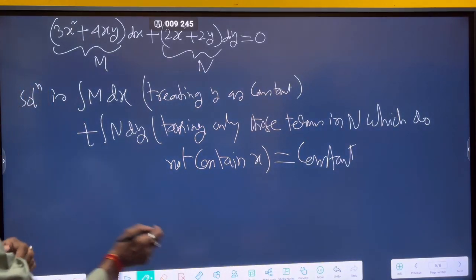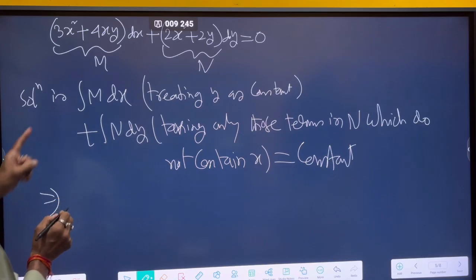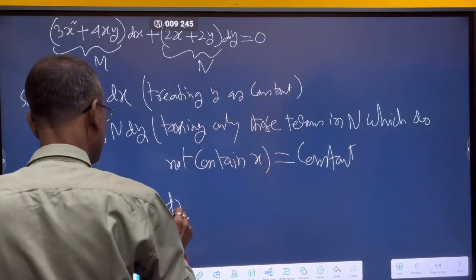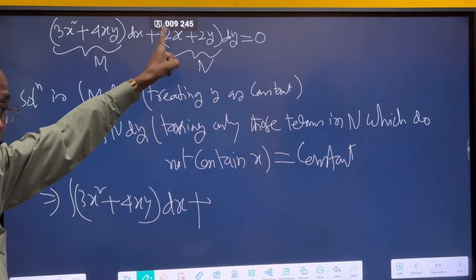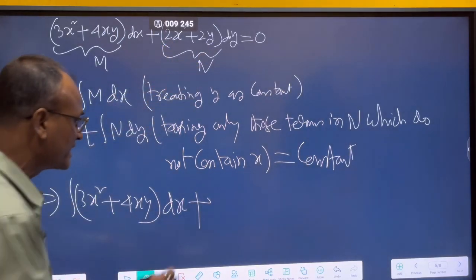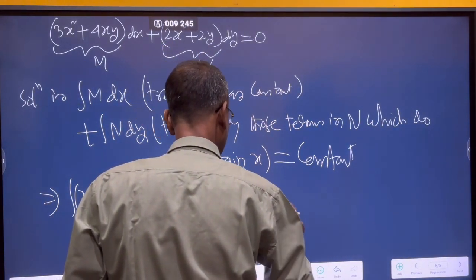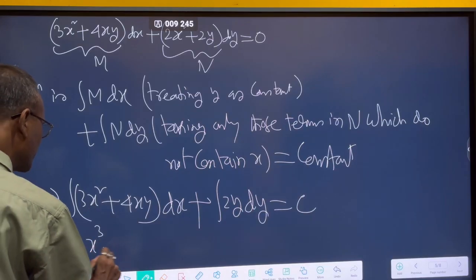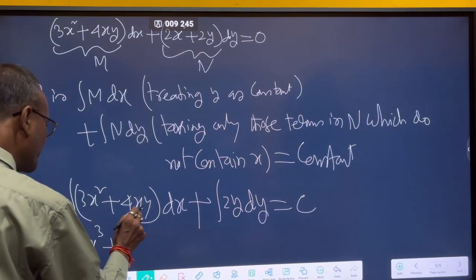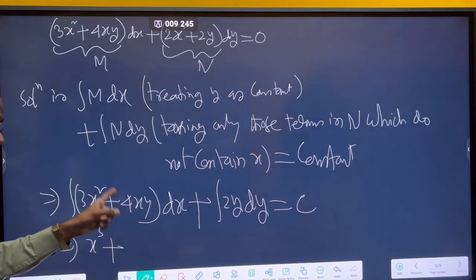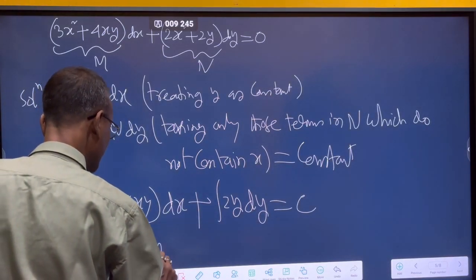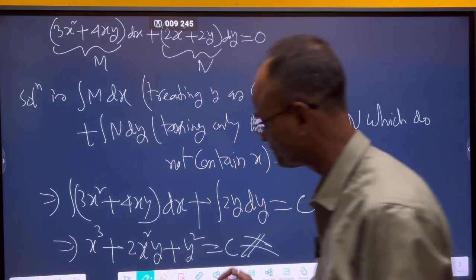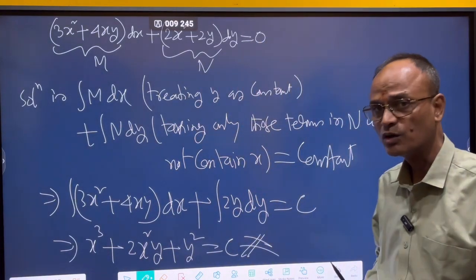Therefore, this means the integral of (3x square plus 4xy) dx, plus the integral of the term which does not have x, that is 2y dy, equals constant c. The integration, taking y as constant, gives 3x square becomes x cube, and 4 into x square by 2, which means 2x square y, plus y square equals c. This is the solution of the differential equation: x cube plus 2x square y plus y square equals c.